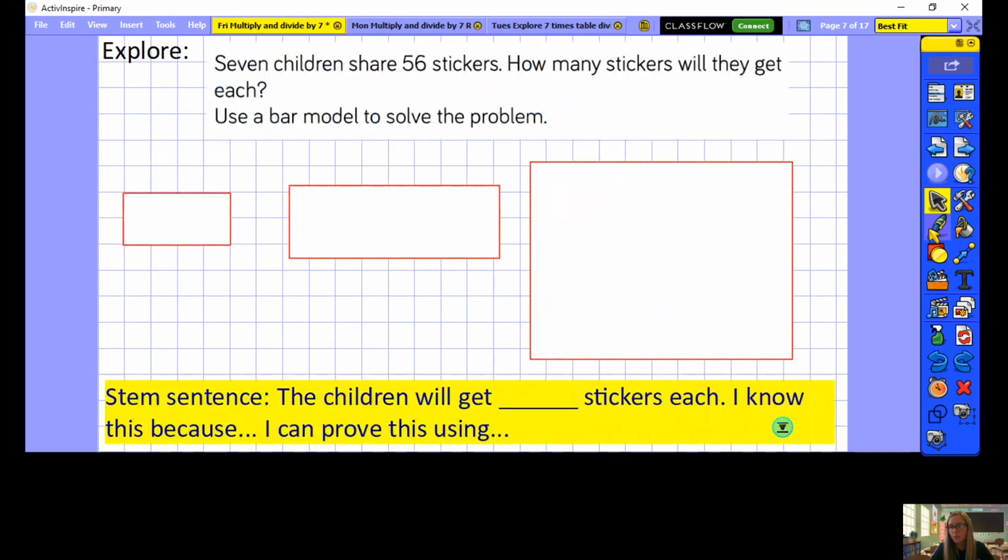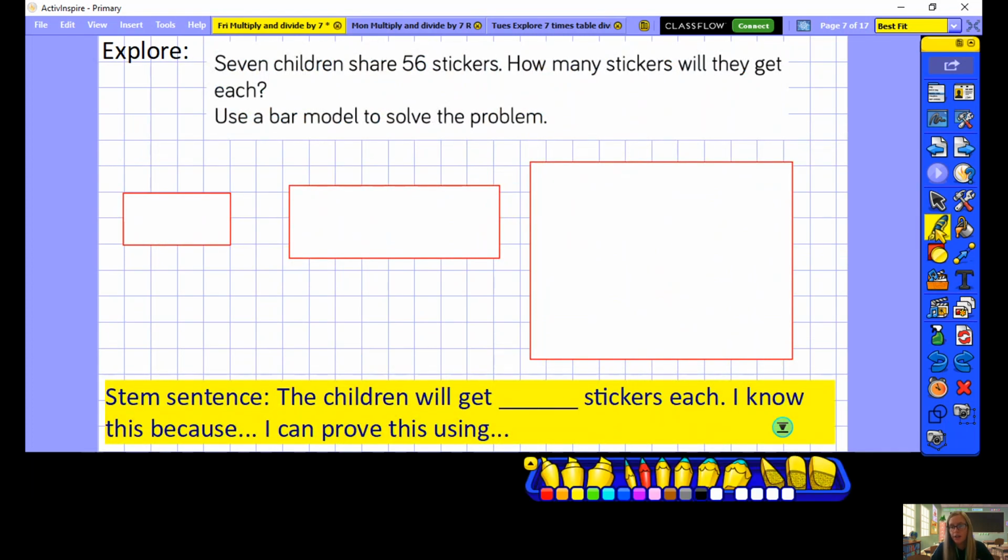Okay, so let's have a look at this word problem together. So 7 children share 56 stickers. How many stickers will they get each? Use a bar model to solve the problem. You could also use an array, you don't have to just use a bar model. That was just there to give you an idea.